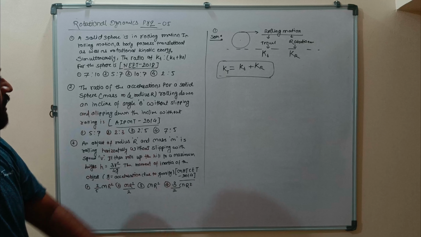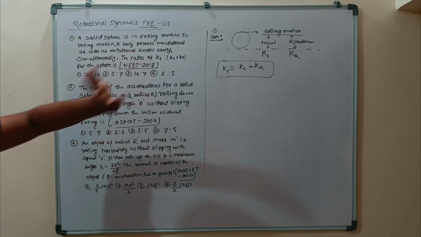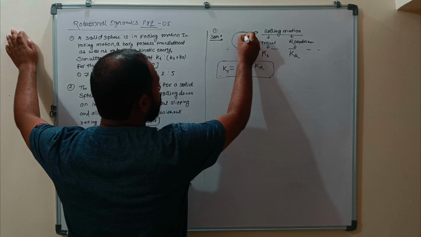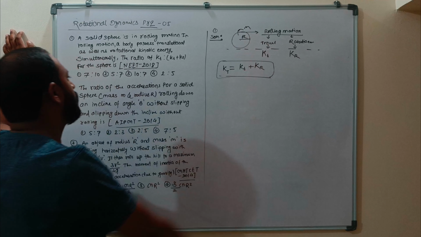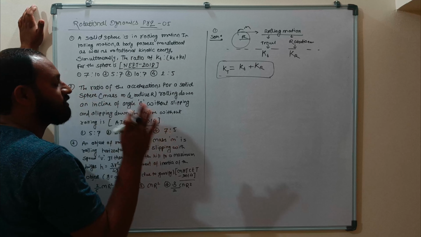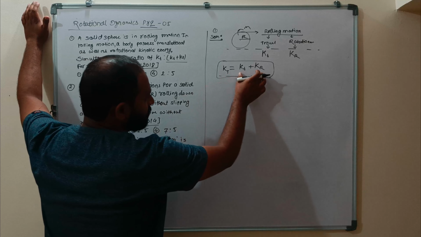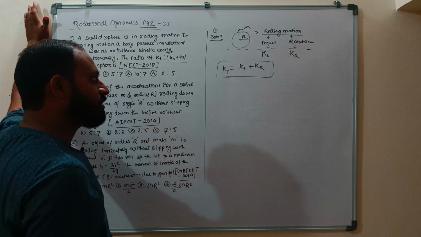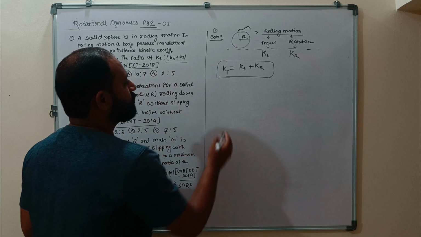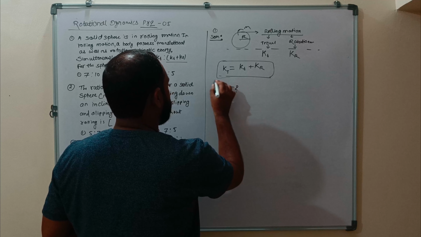This is the given data we have depicted in the free body diagram of a rolling motion of a solid sphere, having radius r and mass m. They are asking to find the ratio of Kt, the translational kinetic energy, to Kt plus Kr, the translational plus rotational kinetic energy, which is the total kinetic energy. It means they are asking for the ratio of translational to total kinetic energy.